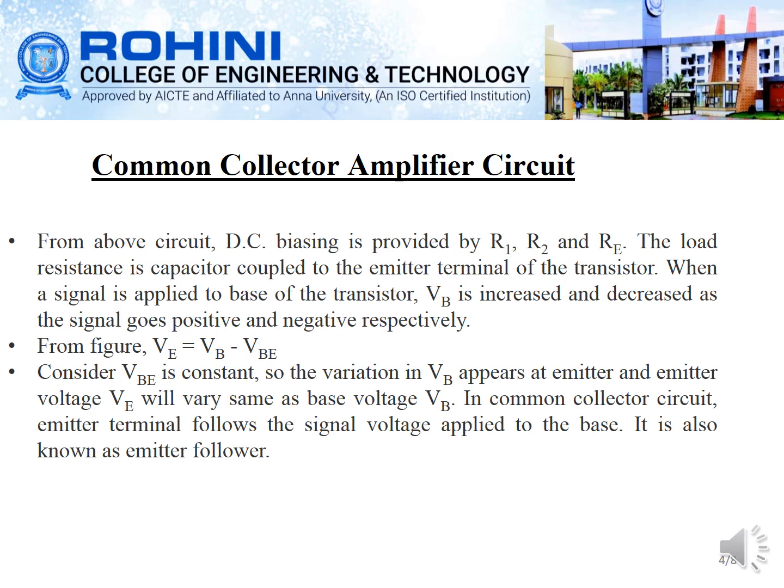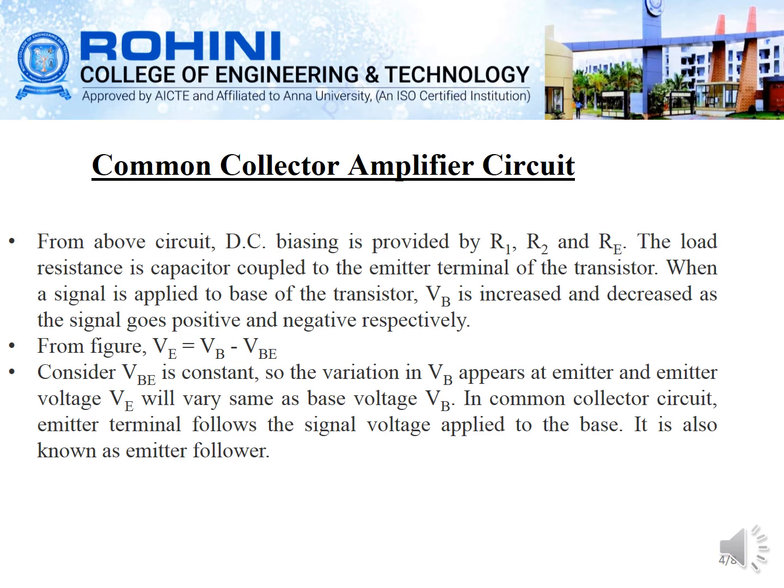The load resistance is the one coupled through the capacitor to the emitter terminal. Whenever we apply a signal to the base of the transistor, the voltage at the base will increase, and the emitter voltage follows, with positive and negative swings respectively. The base emitter voltage is VBE equal to VB minus VE. So we write VE is equal to VB minus VBE, since we are finding the output voltage at the emitter terminal. So we are finding the VE value.